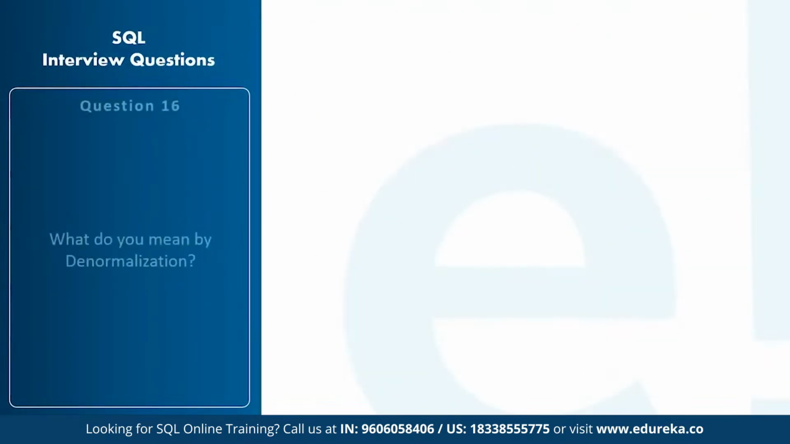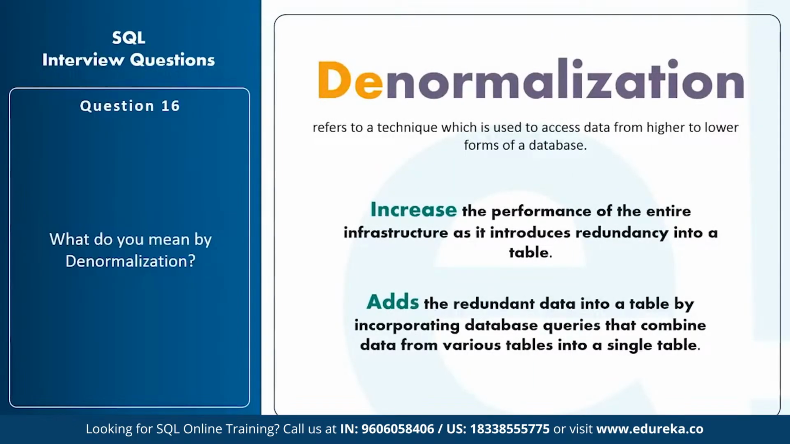Now moving forward to the next question, that is, what do you mean by denormalization? Denormalization refers to a technique which is used to access the data from higher to lower forms of database. It increases the performance of the entire infrastructure as it introduces redundancy into the table, and it adds the redundant data into a table by incorporating database queries that combine data from various tables in a single table. So if you have to explain denormalization, you can just say that it is a technique used to access data from higher to lower forms of database, and it adds redundant data into the table by incorporating database queries that combine data from various tables.